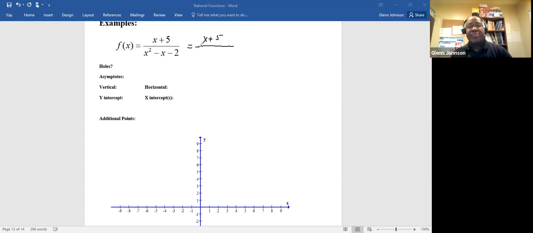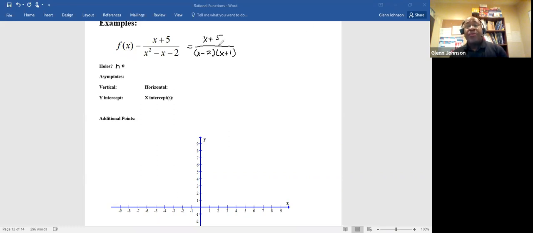x squared minus x minus 2. If we factor that, that'll give us x minus 2 times x plus 1. All right, so we can see here there are no common factors. So this graph will have no holes.